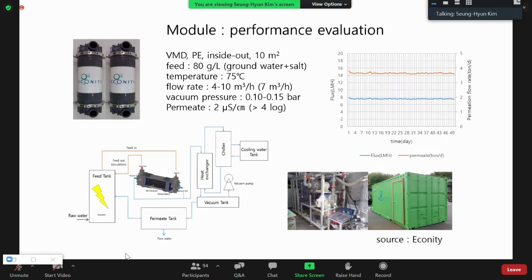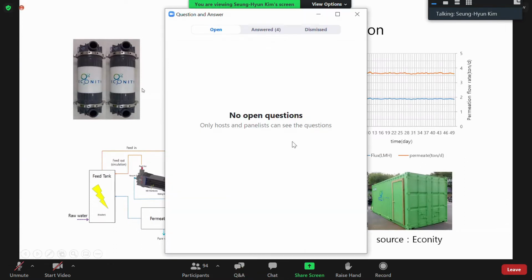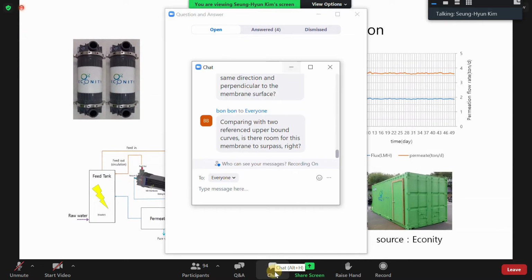And we checked the module performance using synthetic seawater, groundwater spiked with salt, to mimic the brines, RO brines. We operated this at 75 degrees with vacuum pressure of about 0.15 bar. This figure shows the results. You can see here the production capacity is just below 4 tons per day. This is for 2 modules. For each module, production is about 1.8 cubic meters per day.